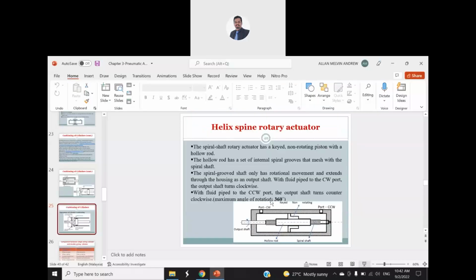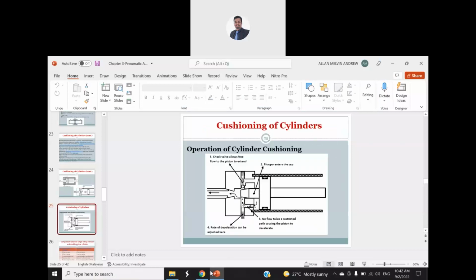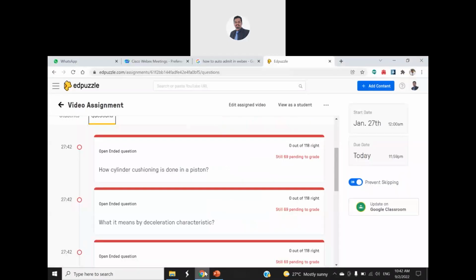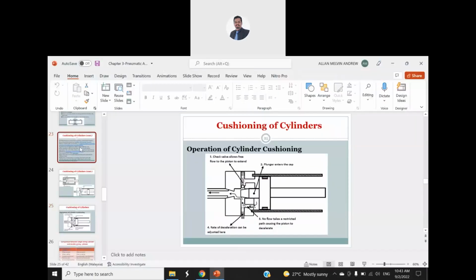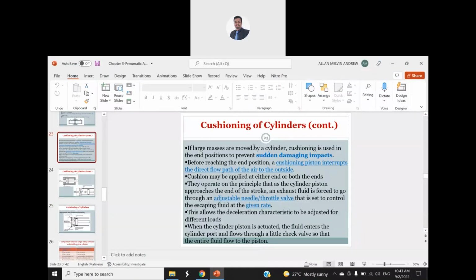So you're going to concept air pressure. Yeah. Okay, so I think you can answer this question: how cylinder cushioning is done in a piston. Then the second question, what does it mean by deceleration characteristic? This one I think is here. Okay, you can look here.